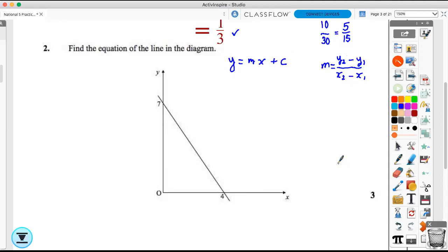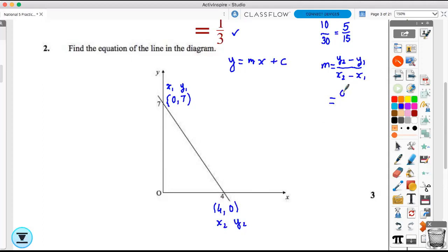So two things you can say, okay, how do I get my y to y1? This is when x equals 0. So I've got my point 0, 7 here. You can say this is x1, y1. And this is y equals 0, but x equals 4. So I've got 4 and 0. That's going to be my x2, y2. And then you can go, I've got everything I need.